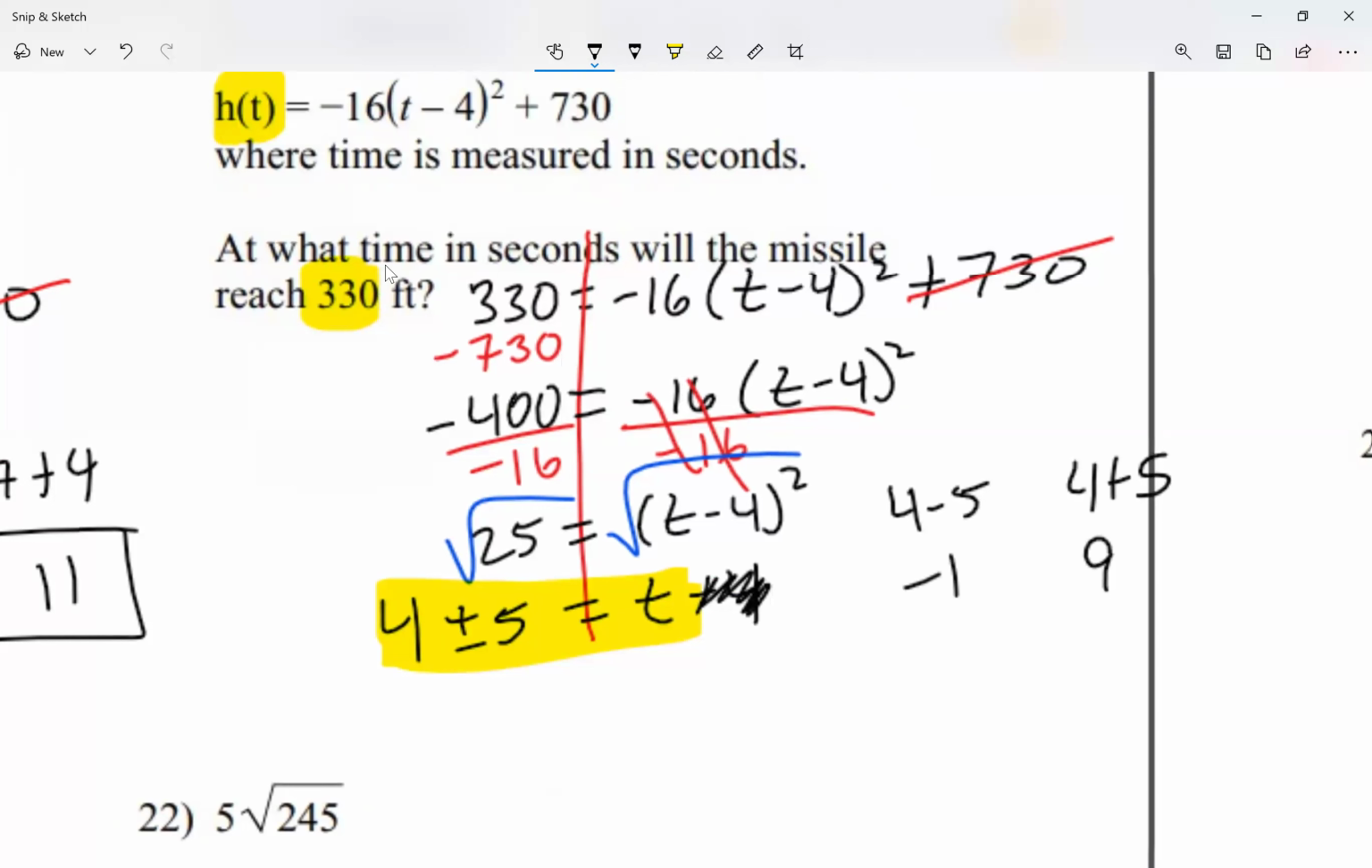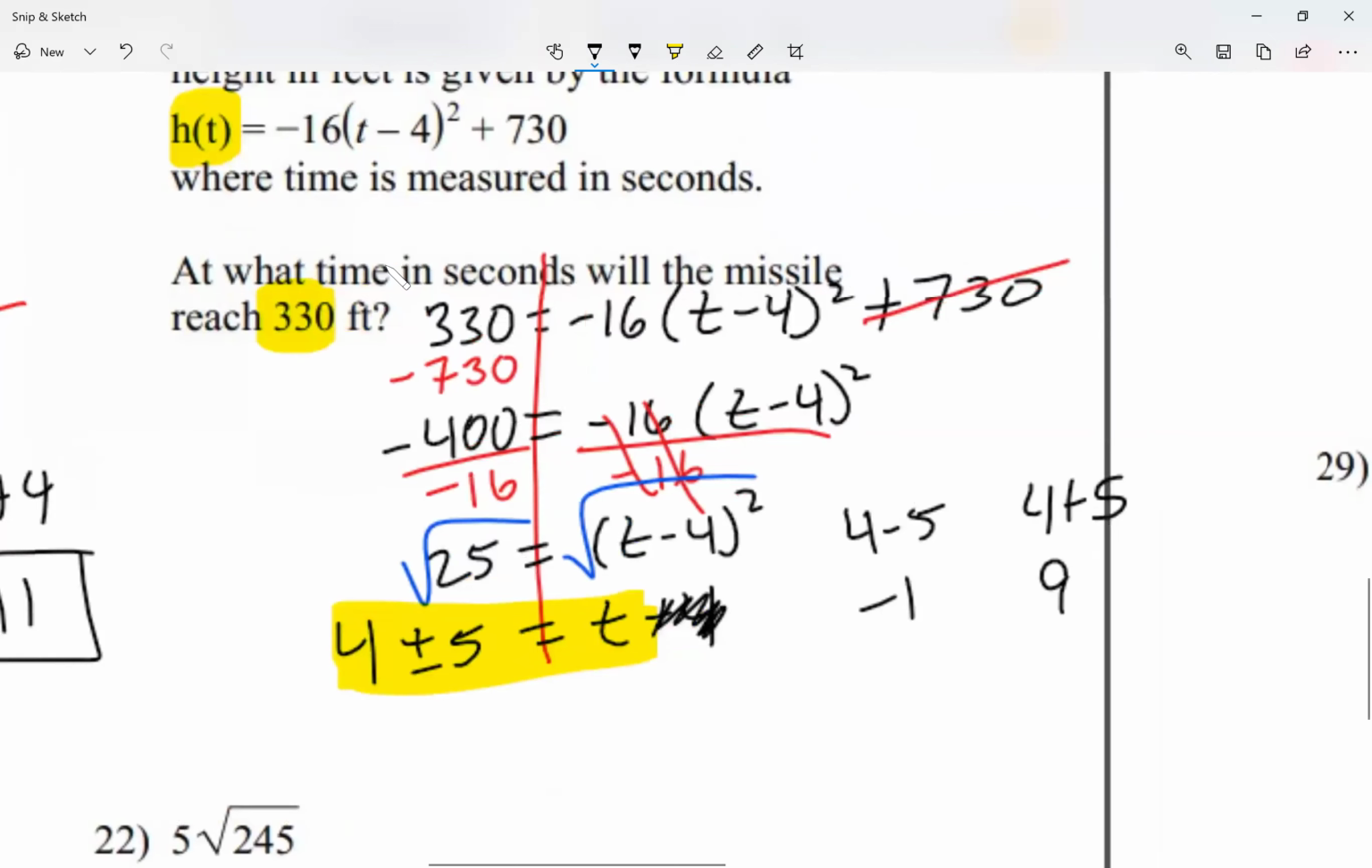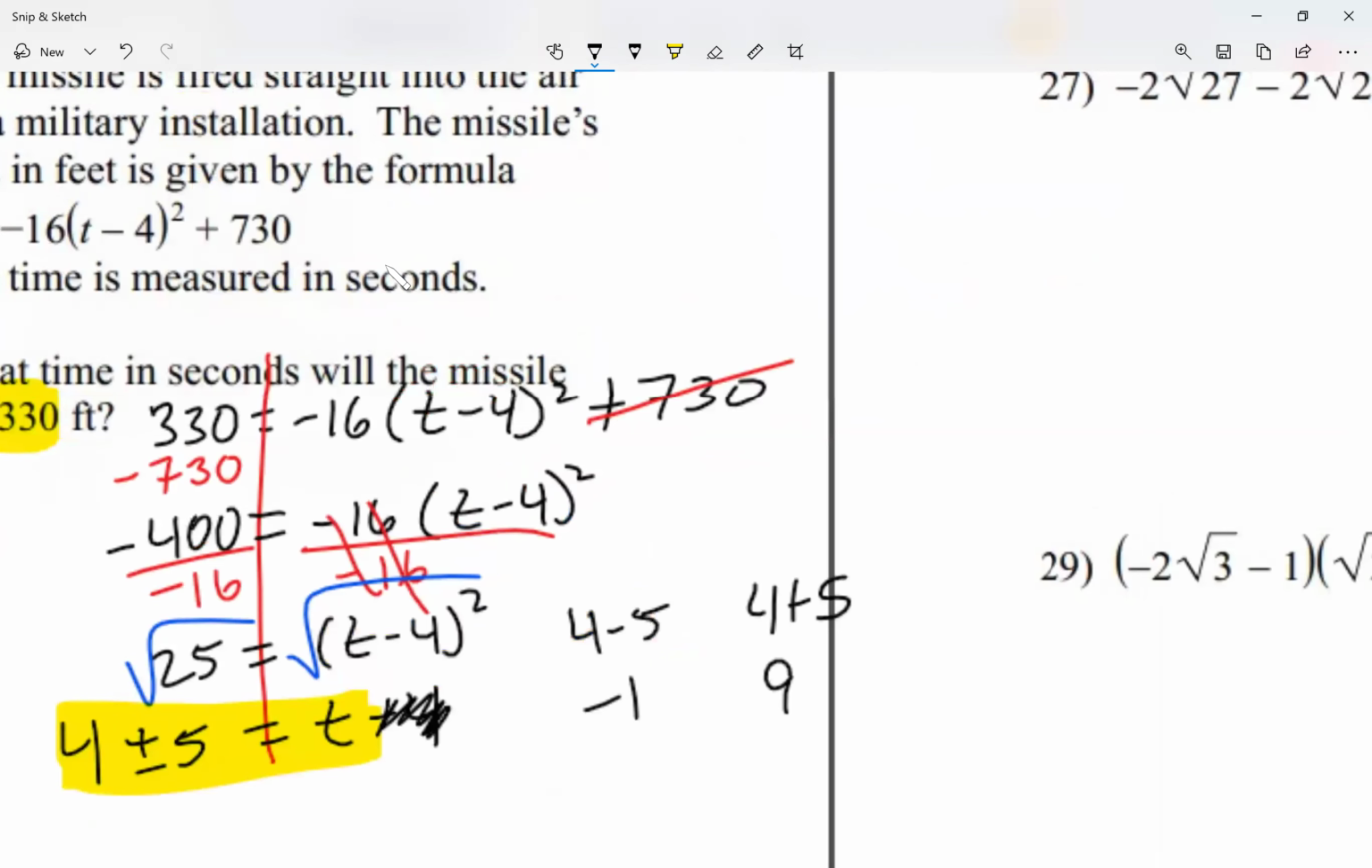Wait a minute. Time. Can I have a time as a negative 1? Does that even make sense? Mathematically here, why did we get a negative? Negative 1 means I shoot the missile and it's going to land a second before I shot it. Makes no sense, right? I cannot go back in time. But why is that? Well, let's look at this mathematically.